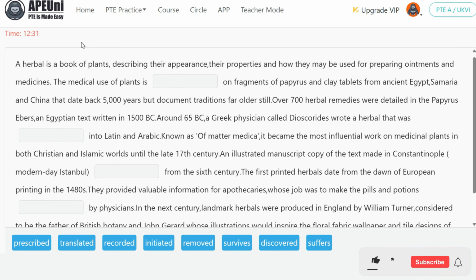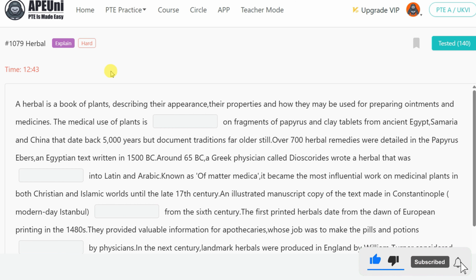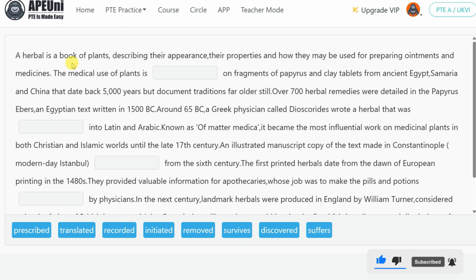Today we'll do another blank together, and this blank is herbal. You can find this blank when you go to EpiUni. Let me read for you guys a couple of lines, and then we'll try to understand what is the context of this paragraph before ever attempting blanks.